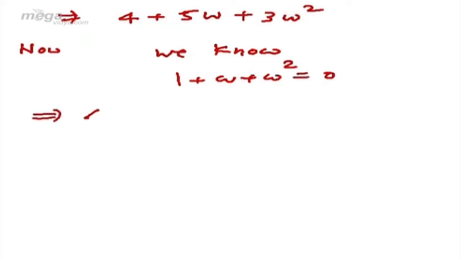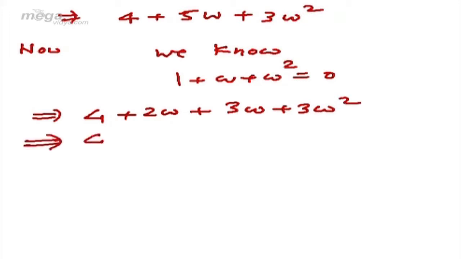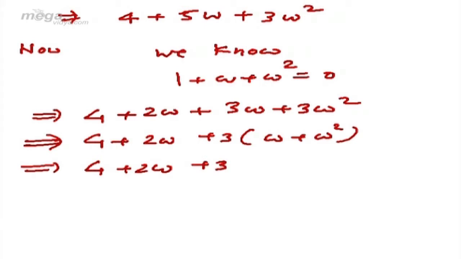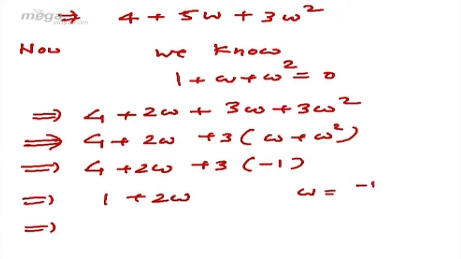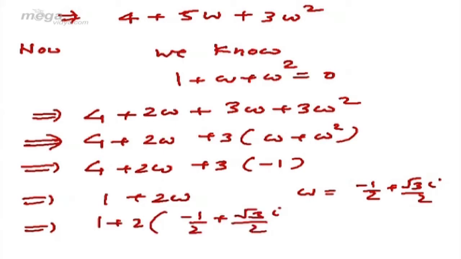So we can write it like this: 4 plus 2 omega plus 3 omega plus 3 omega square, that is 4 plus 2 omega plus 3 into (omega plus omega square). This, 3 into (omega plus omega square), can be written as minus 1 times 3. So the whole expression will become 1 plus 2 omega. And let us put the value of omega, that is omega is equal to minus 1 by 2 plus root 3 i by 2. 1 plus 2 into (minus half plus root 3 i by 2). So this will become root 3 i.